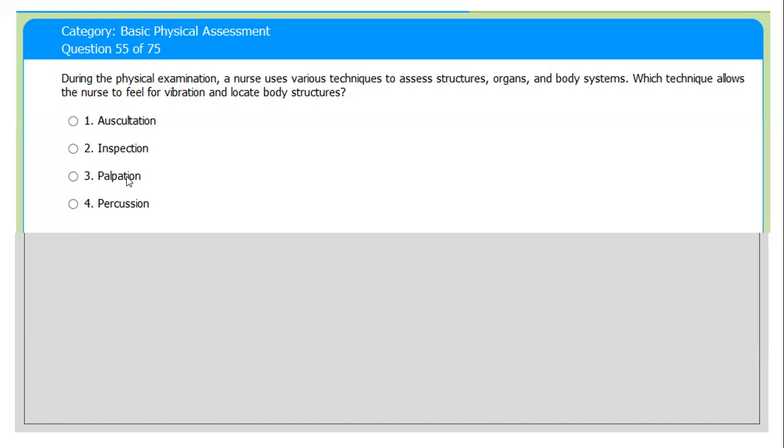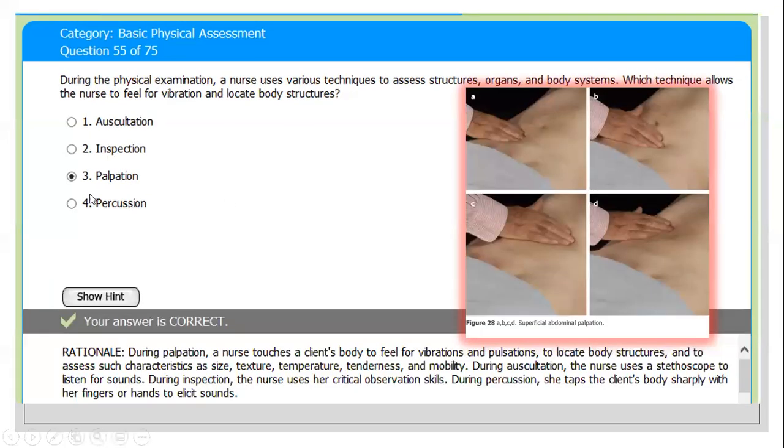Palpation, we use your hand, right? And apply the vibration technique. And the last one is percussion. So the correct answer here is palpate. In this picture, you can see, right? We palpate every quadrant in the abdomen. We palpate the deep structure.